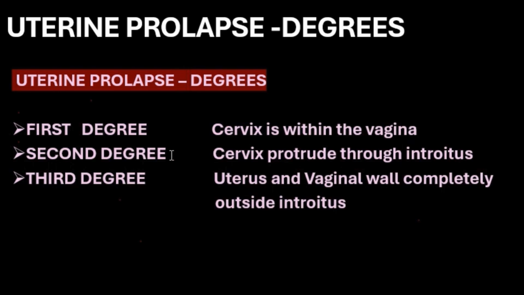First degree, cervix within the vagina. Second degree, cervix protrudes through the introitus. Third degree, uterus and vagina are completely out. So first degree just inside. Second degree a little bit coming out, protruding through the vagina. Third degree completely out. So this is the grading method.